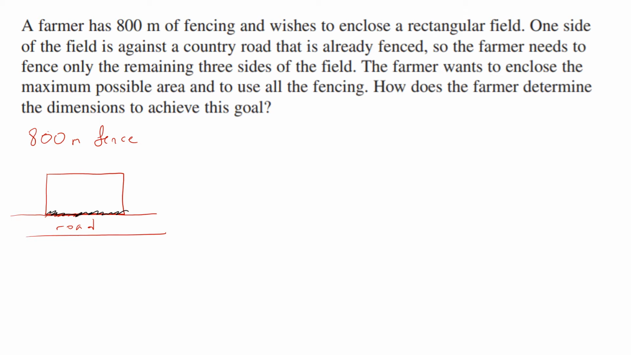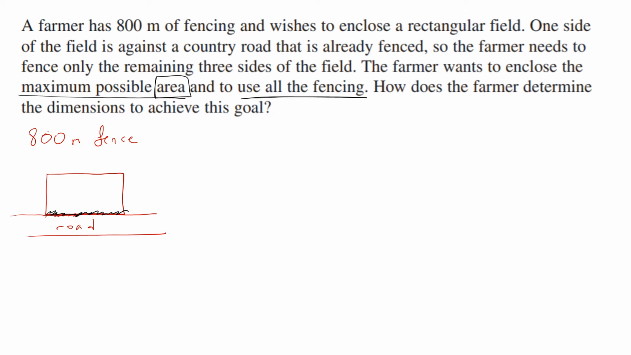The farmer wants to enclose the maximum possible area and to use all the fencing. How does the farmer determine the dimensions to achieve this goal? From here, I need to make up a function because I don't have one. Because it says maximum possible area, I can start with an area function. That's what I need to find. How do I do that?